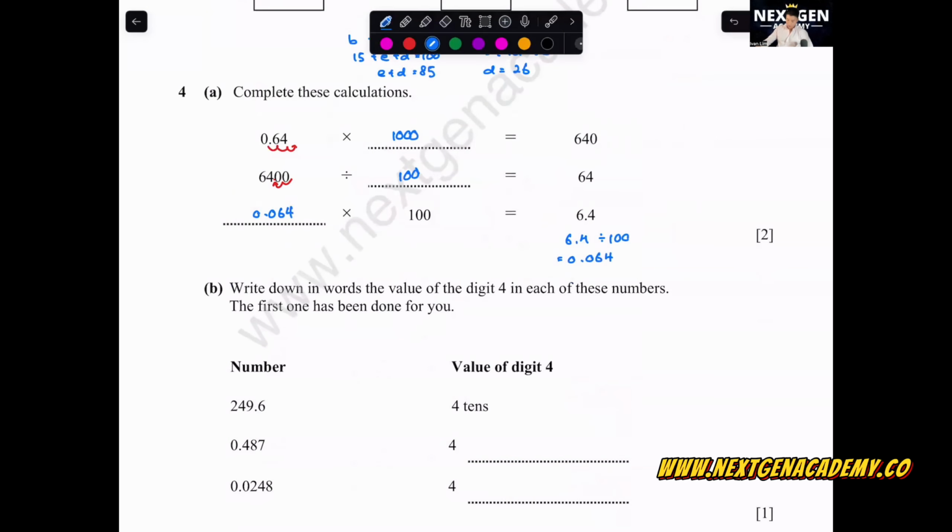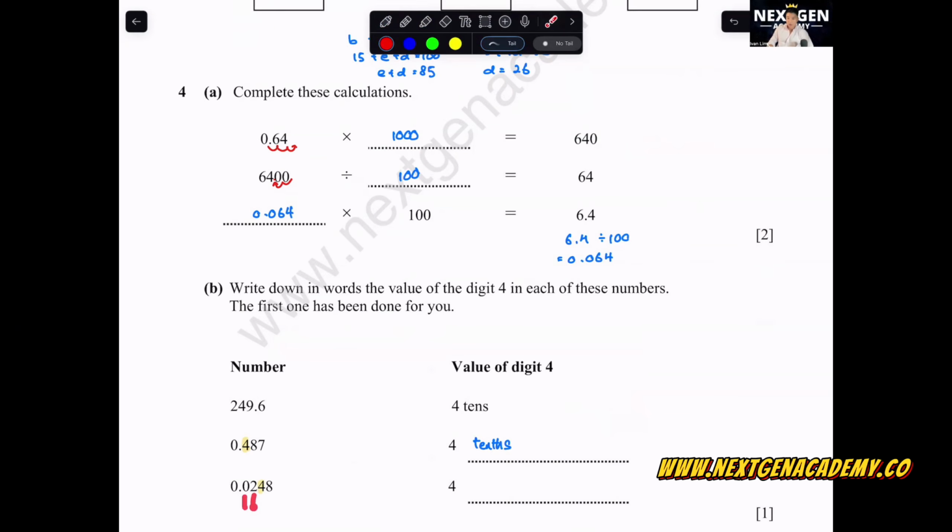Question B. Write down in words the value of the digit 4 in each of these numbers. The first one has been done for you. 249.6, the value of digit 4 is 4 tenths. Second one is, what? Hundreds. Hey, are you sure it's hundreds? What's the first decimal place? Tenths, right? Tenths. Make sure you know how to spell it.